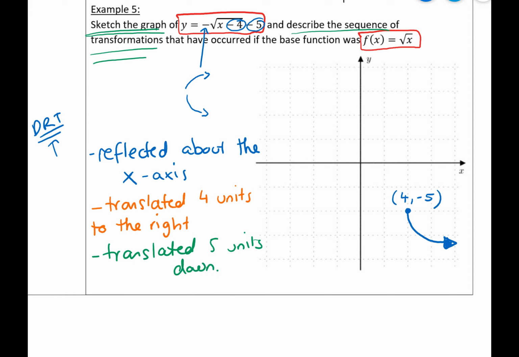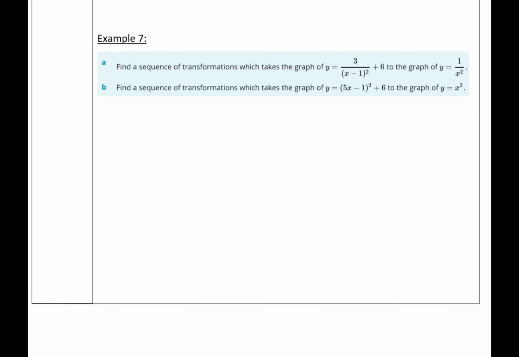So there we have it. We've sketched the graph and stated the sequence of transformations. Now, sometimes we're presented with a pre-image that is quite complicated, and we need to take it back to a very basic image. In this case, we're asked to find a sequence of transformations, so that's what I need to do, find a sequence of transformations, which takes my pre-image, which has had all this done to it, to the graph of my image. So we're always looking for to the graph of. That tells me where the image will be. So find a sequence of transformations.